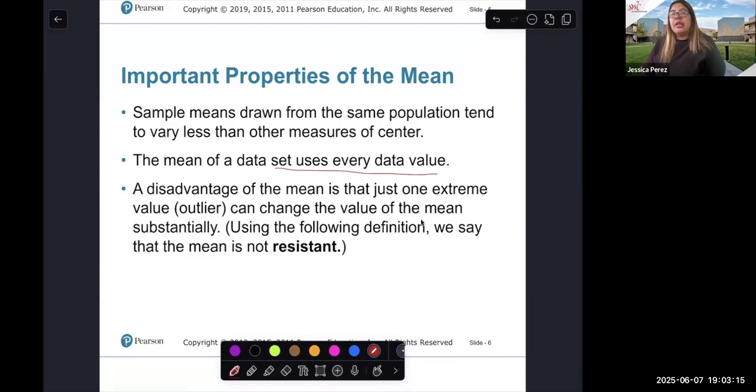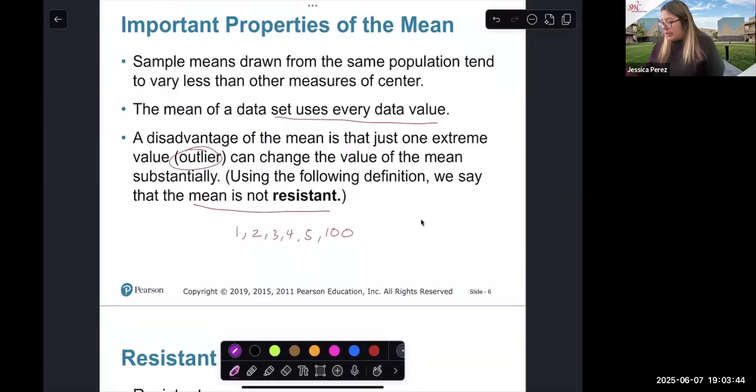The disadvantage of the mean is that just one extreme value, an outlier, can change it. So the mean is something called non-resistant. If you change a value, this can definitely impact your mean. If I say 1, 2, 3, 4, 5, 100, before my mean was 3.5. Now the mean is going to be 1 plus 2 plus 3 plus 4 plus 5 plus 100, all over 6. So how will that change the mean by only a simple value?